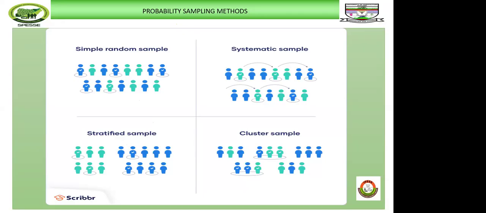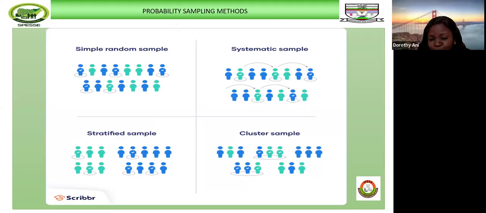After two people, they will pick another person, right? After another two people, no matter the color, they arrange them serially, so they are picking systematically, at an interval of two. After two persons, the third person is picked. After two persons again, the third person is picked, like that until you get to the number that you want.